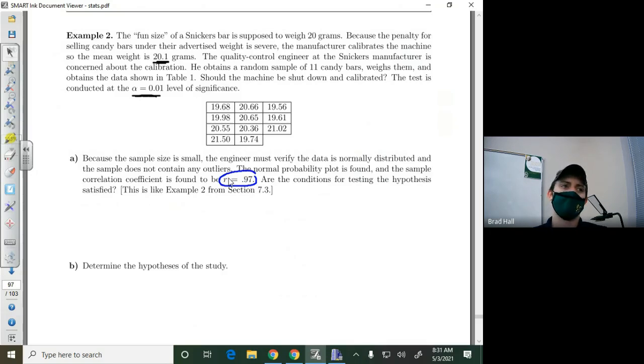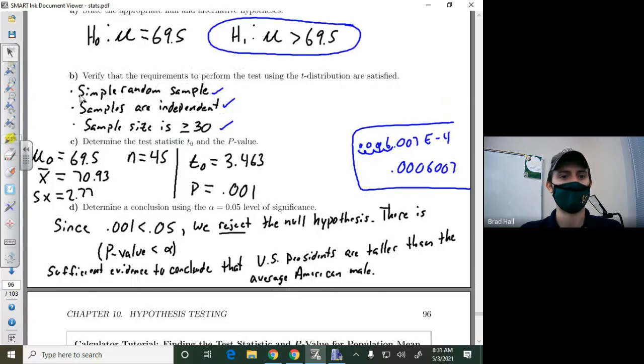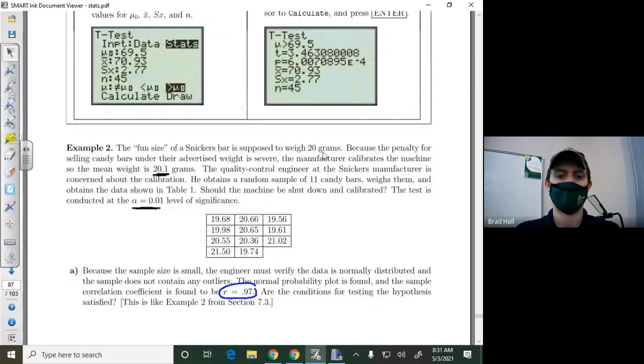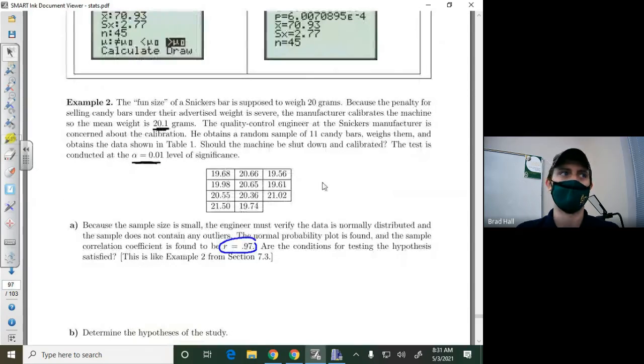You might think, where is this even coming from? Why are we even doing this? The reason we're doing this is because we're trying to verify that we can use hypothesis testing. What are the 3 conditions for hypothesis testing? I wrote them up here. Simple random sample. Samples are independent. Those are the ones we normally assume. Sample size is greater than or equal to 30. There's only 11 here. So what does that mean? We're just done with the problem? We can't use it? No, that's not true.